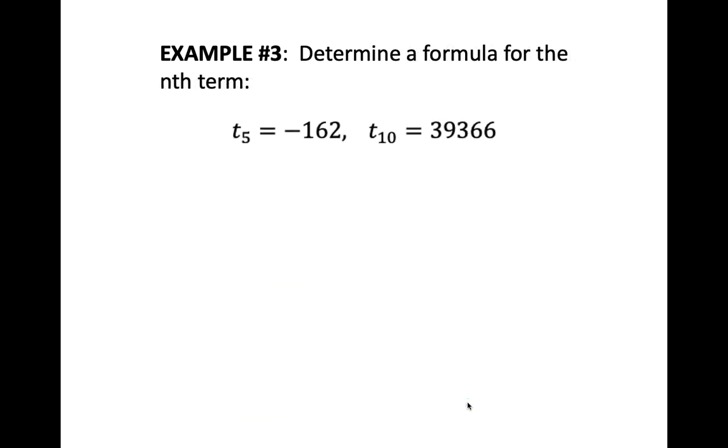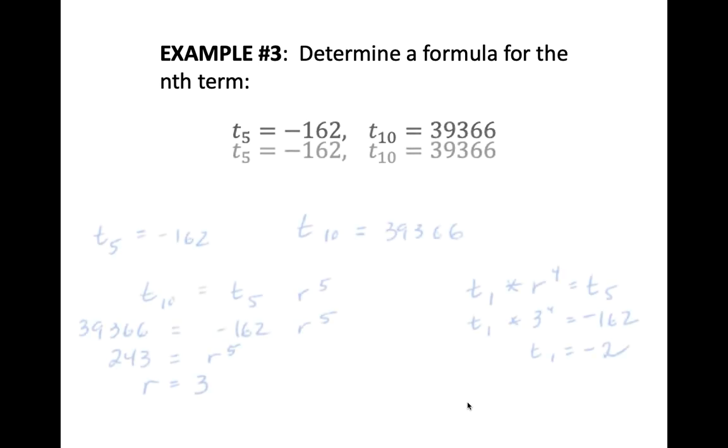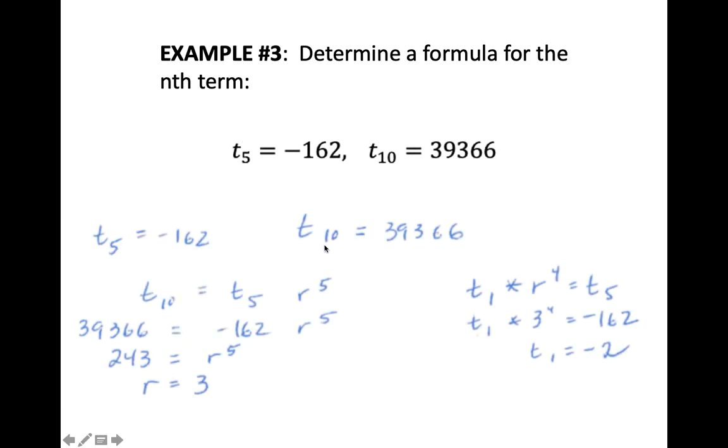Derive a formula. So we would need to know the first term and the ratio. So let's see what we can find. We know the fifth term is this and the 10th term is this. The 10th term is equal to the fifth term times the ratio 5 times. Put your numbers in, divide. You get a ratio to the power of 5 is 243. So that means your ratio is 3. Then if we're trying to figure out what the first term is, if we know the fifth term, we know that it's the first term times the ratio to the power of 4, which is 3 to the power of 4. And then if we do our math, we find that the first term is -2.